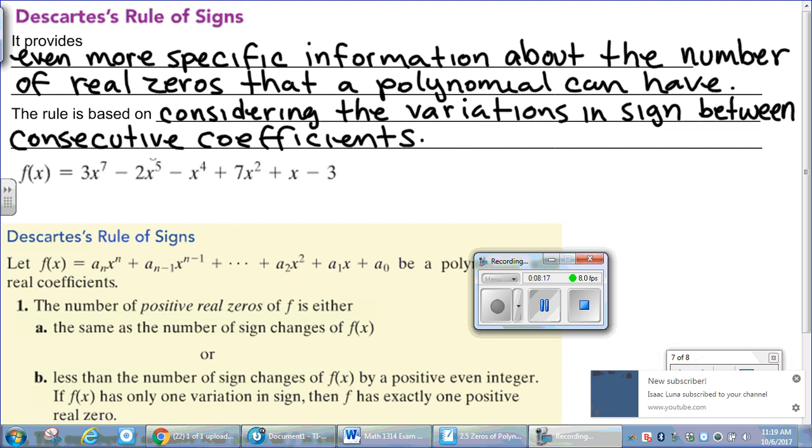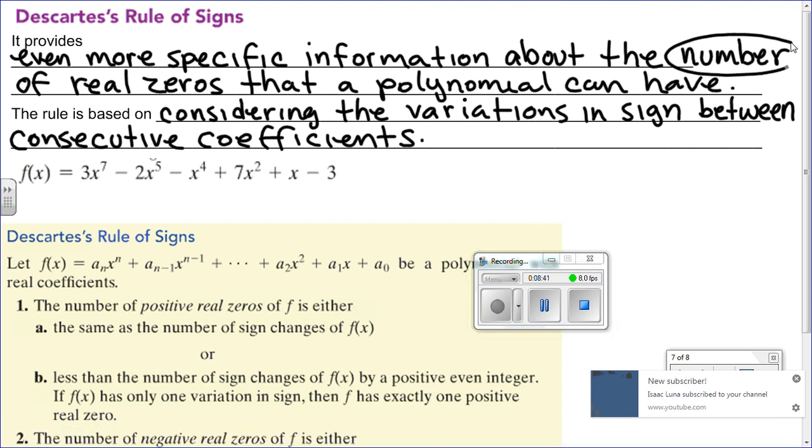So the next thing on 2.5 is Descartes' rule of signs. So this is named after the French mathematician, and he's the same guy who made the Cartesian plane, because we didn't use it in elementary. So what it says is that the rule of signs provides more specific information about the number of real zeros. So this is just going to tell you how many you may or may not have, but it's not going to tell you what the zeros are.